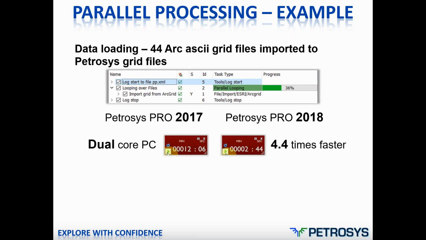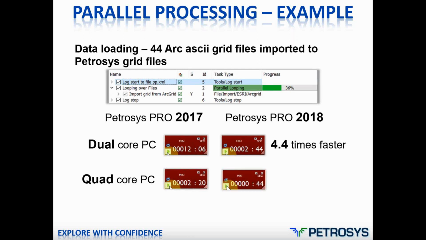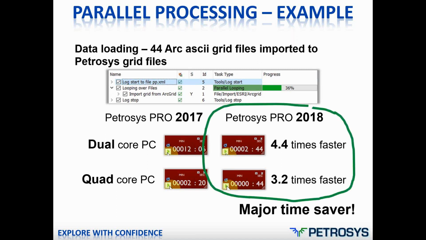If you've got a quad-core processor, then we're looking at 2 minutes to start off with, and that falls down to 44 seconds in Petrosys Pro 2018. So really the numbers speak for themselves. If you're lucky enough to be upgrading your hardware at the same time as you upgrade Pro from 2017 to 2018, you might see some very dramatic time savings. And this should mean finishing your workflow a lot faster.